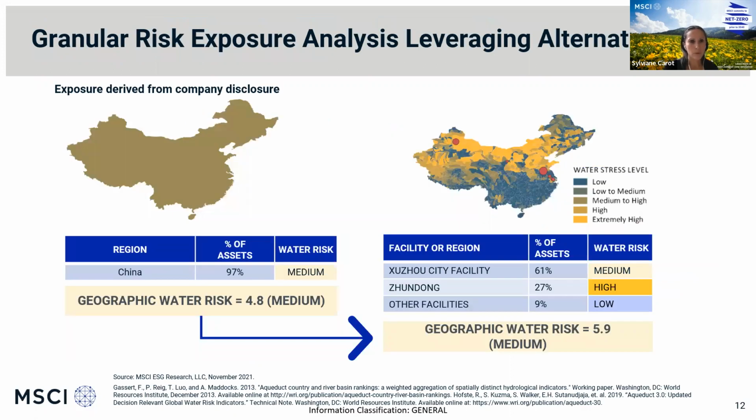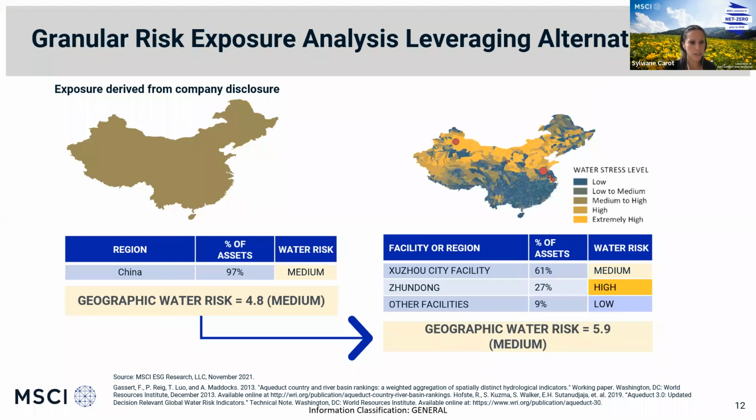I like to show this slide because it's a good example of how we use alternative data. If you look at the left-hand side, we're looking at the water risk a company is exposed to in China. On the left, you have what we get if we use only what the company disclosed. So we're able to assess the risk, which is 4.8, which is medium.